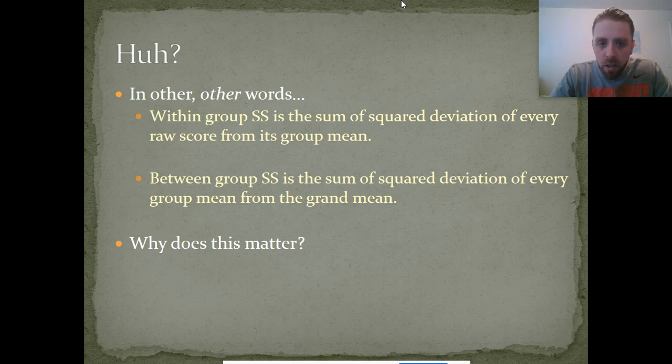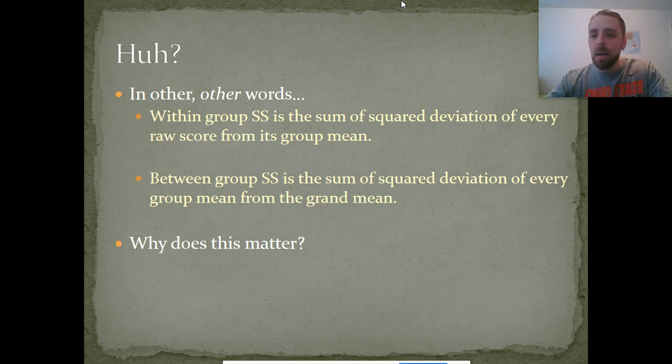Now, of these two, calculating within group sum of squares is by far the most time consuming. When we actually get around to calculating it, that is where we will spend most of our time. The rest of it actually flows pretty easily. You just have to make sure you're using the right numbers and haven't made any careless errors. Now, why does this matter?